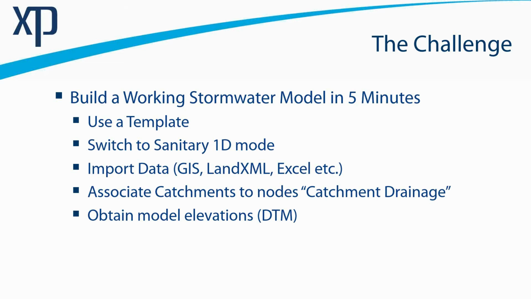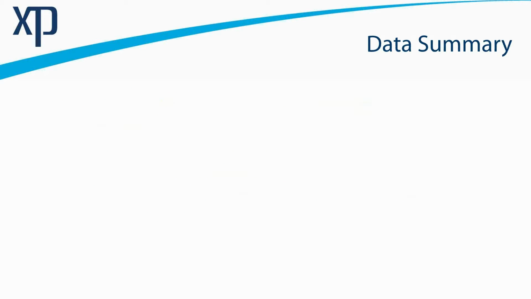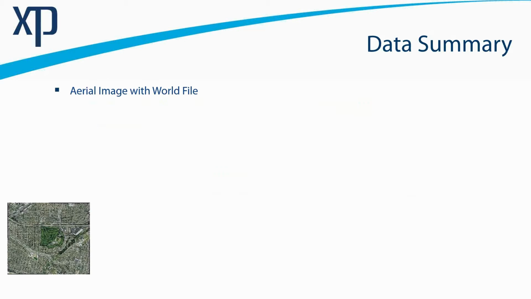So what do I have to start this? Well, here's my data summary. I've got an aerial image with a world file. A world file is a file that allows the background image to be located at the correct coordinate system so that it has the right scale and so on.